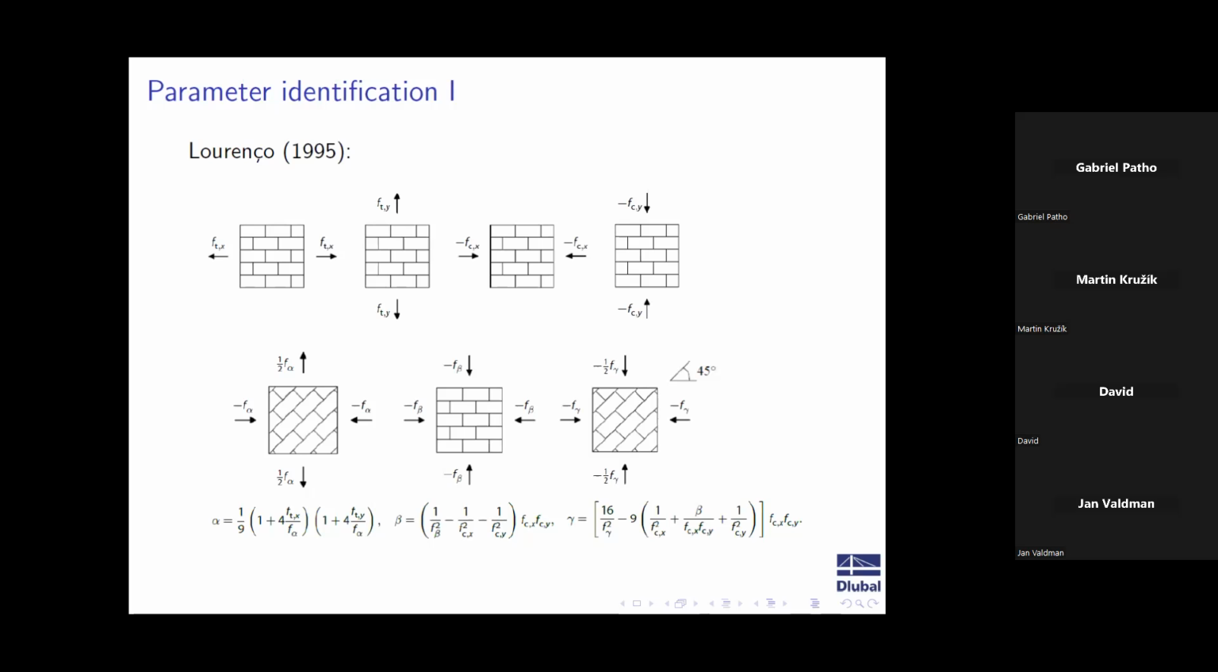So okay, we have seen that we have many parameters that define our yield surface. Actually, already Paulo Lourenço proposed some test experiments with which you can define at least the strength parameters, these alpha, beta, gamma. Guess what? In practice, no one else does any of these other experiments. What I know of, I think Wienerberger does this compression test. None of the other producers of masonry do.